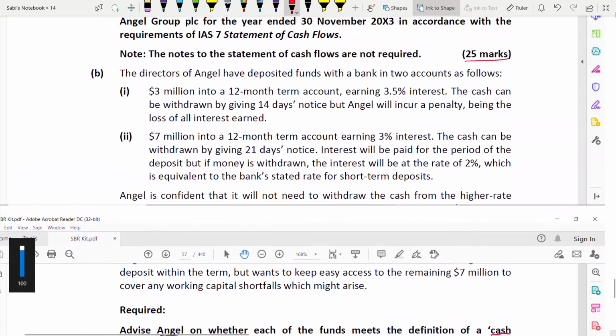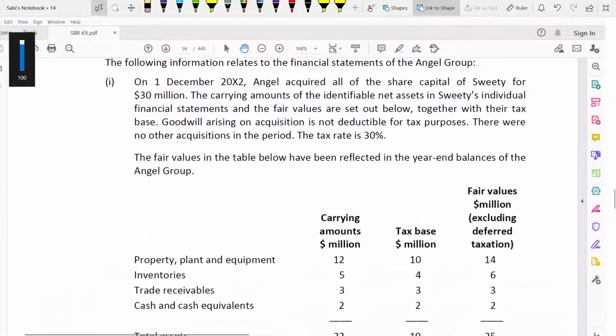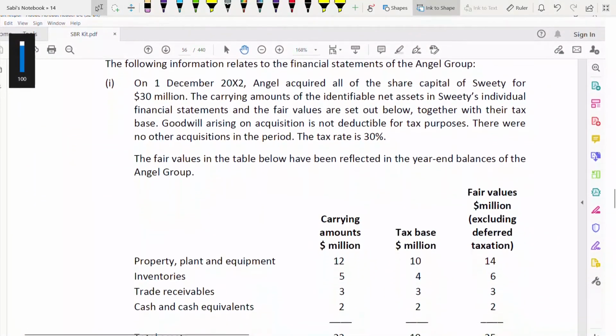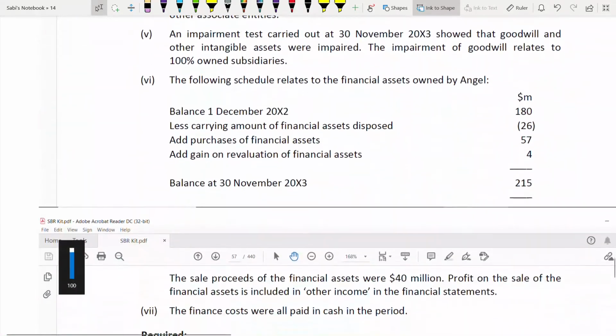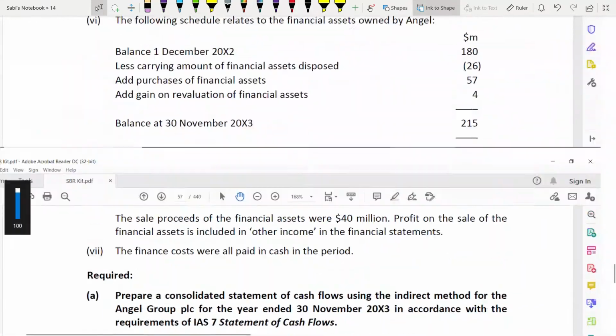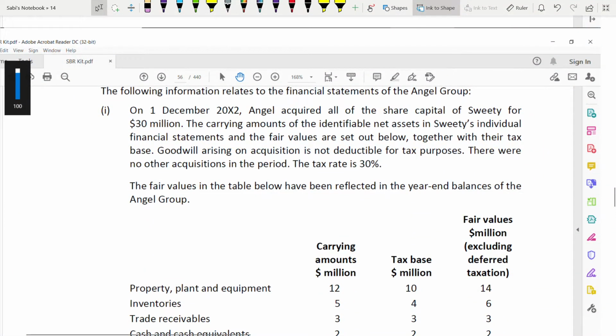Okay, so let us go through these points first. Just let me look at the date for which year you have to make the statement of cash flows. It is for 30th November 2003. On 1st of December 2002, Angel acquired all of the shares in equity for 30 million. All of the shares means 100%. So don't keep breaking your head over how many shares. It is 100%. All share capital means 100%, right?